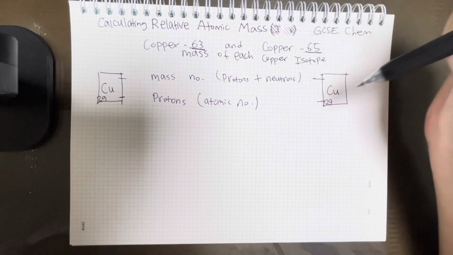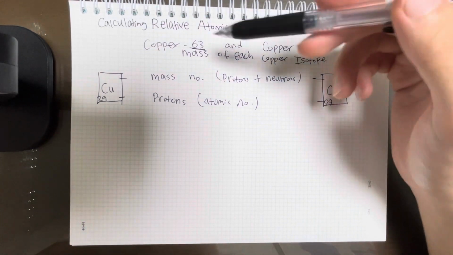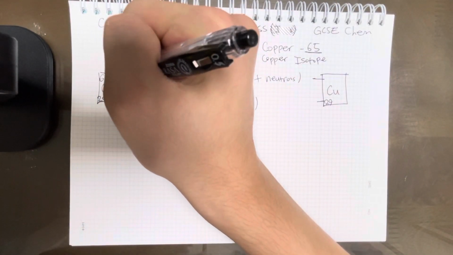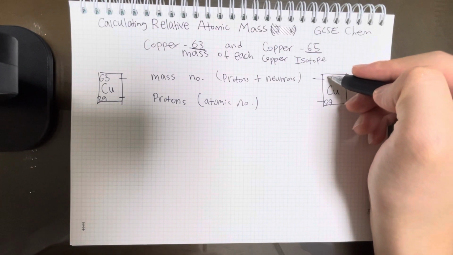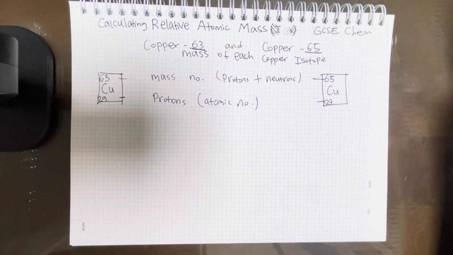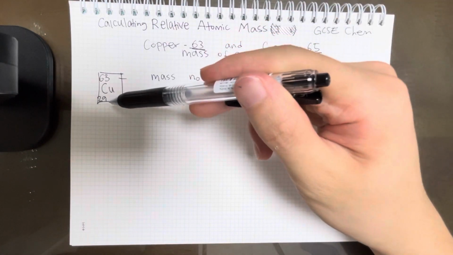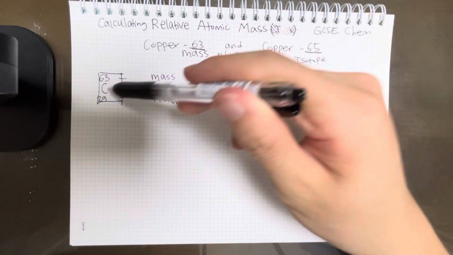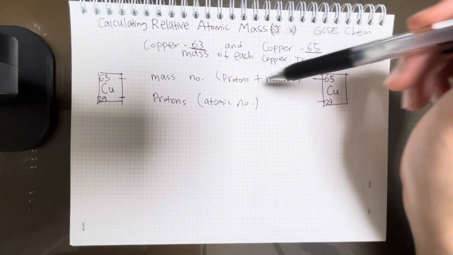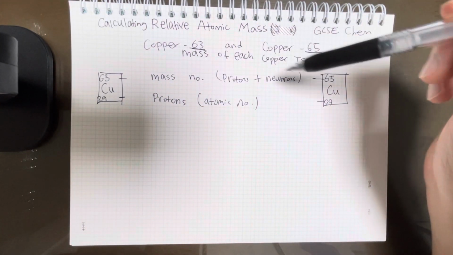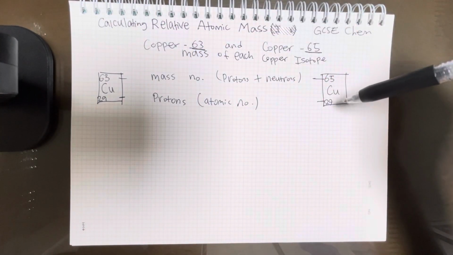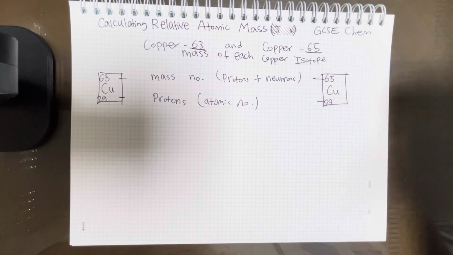But the number of neutrons can change. So copper 63 has a mass number of 63, and copper 65 has a mass number of 65. That's what it means. If you want to calculate the number of neutrons, you would do 63 minus 29, because this is the protons, right? If you minus 29, you'll get rid of the protons in this equation, so you'd be left with neutrons. So 63 minus 29 and 65 minus 29 would give you the number of neutrons. But we don't need to do that calculation.